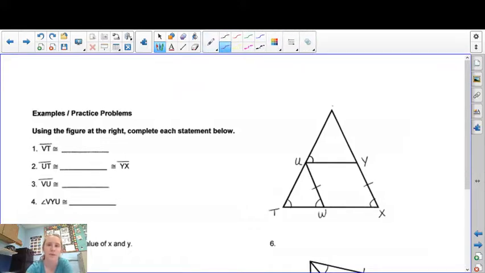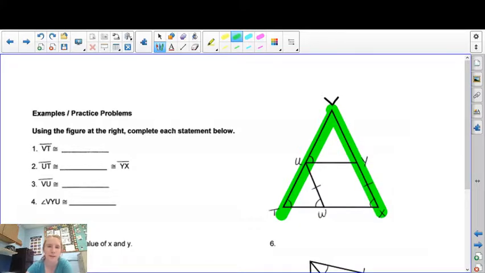That's why I'm missing the letter V. Hey guys, my V got cut off. It's at the top. So VT is congruent to, well, if you notice, I have one big triangle in yellow. So ignore the extra lines for a second. Angle T and angle X are congruent, which means that the sides would have to be congruent. So VT would end up having to be congruent to VX.